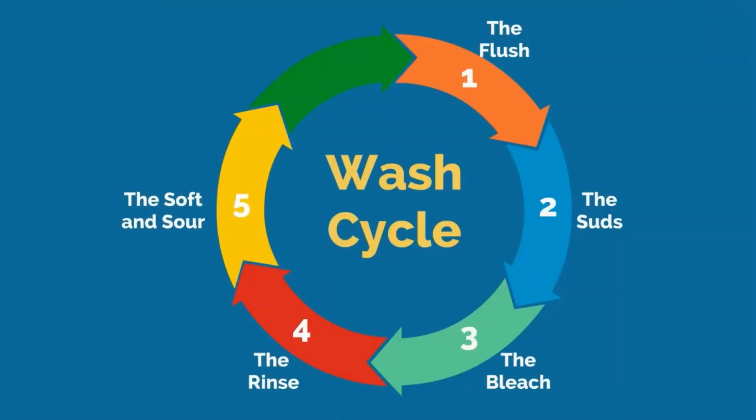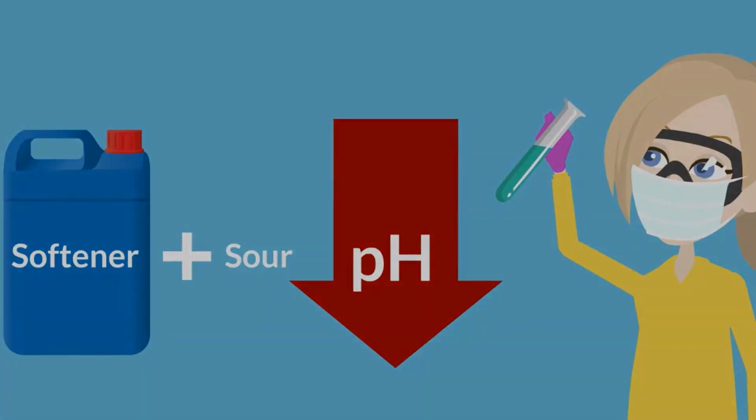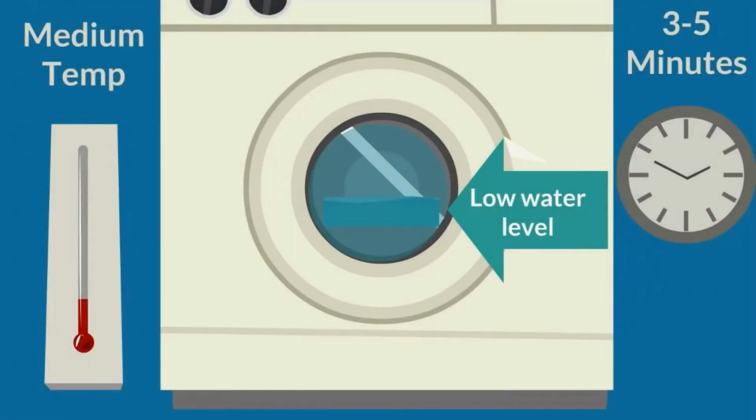The fifth step is the soft and sour. Fabric softener and sour brings the pH down to a safe level for the fabrics, with low water level at medium temperature for 3 to 5 minutes.